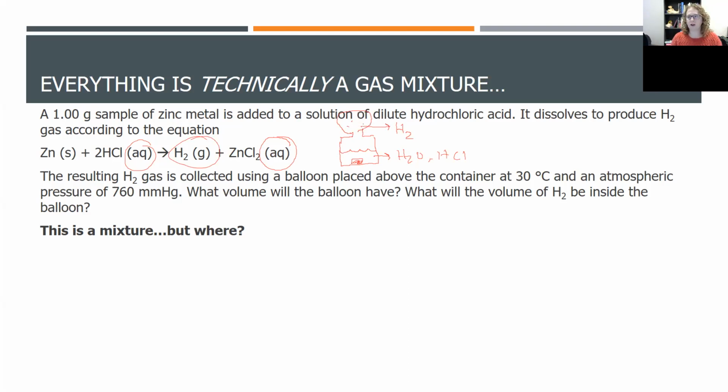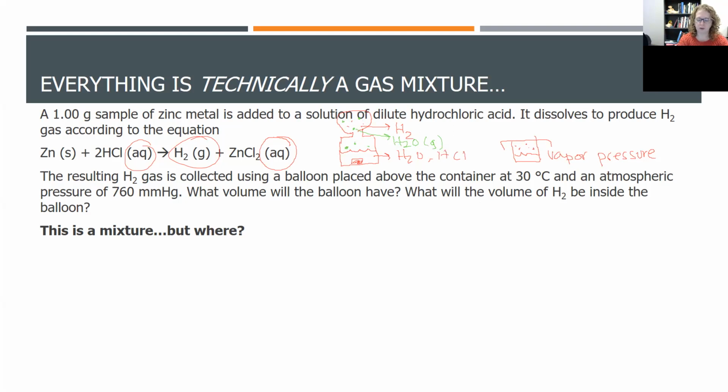But the thing is, and we already talked about this earlier in the semester, anytime I have a closed container with liquid in it, I have gas particles over top of it. This is a closed container. The balloon is closed, the beaker is closed. So I have to take into account the vapor pressure, because remember, vapor pressure was the fact that I had gas particles and they were exerting a pressure. In this container that's filled with gas, some of it is my H2 product, but some of it is water vapor. So I always have a mixture.